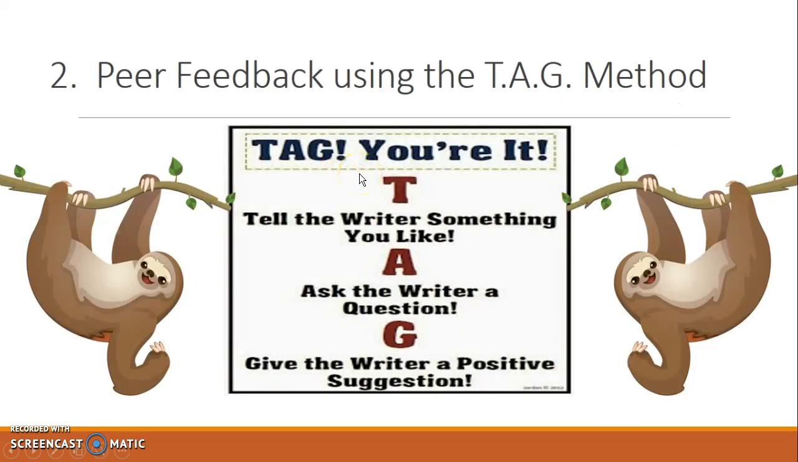Okay, so to give each other feedback, we're going to use a TAG method. T is to tell your readers something you like. So you read the text and you tell them something that you like about the text so they know that the text has a good base. And then A is to ask the writers a question. You ask them a question of something that they're unclear about in the text so they can clarify it for you. And G is give a suggestion. You give a suggestion so the text becomes even better than it already is.